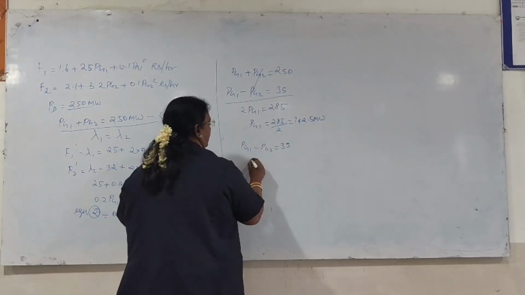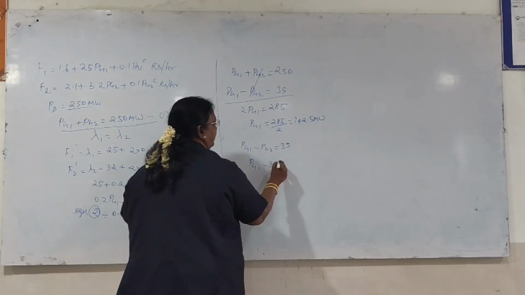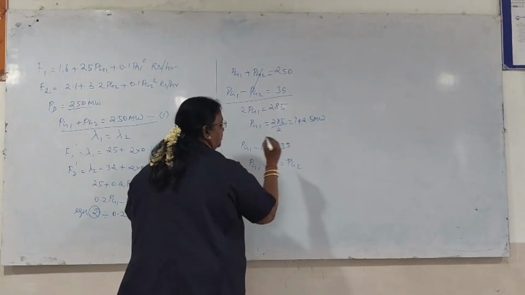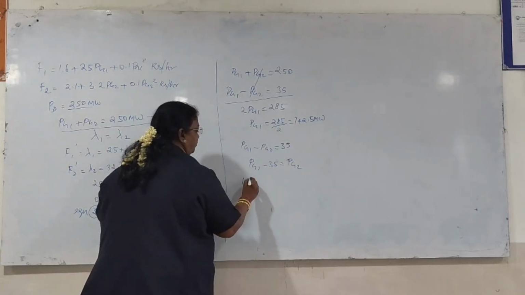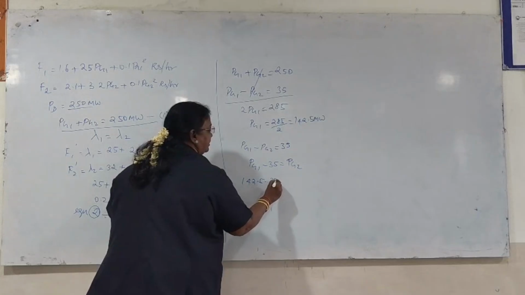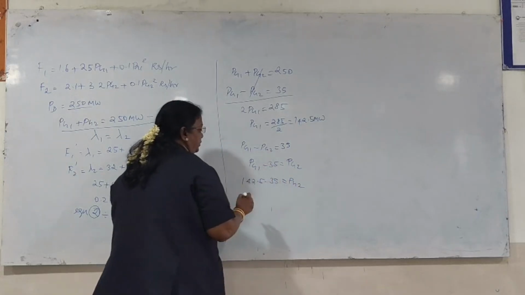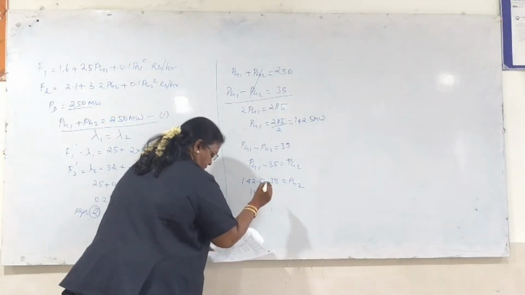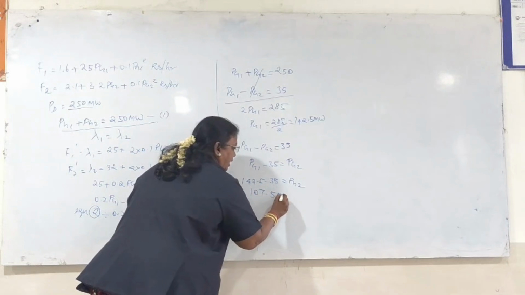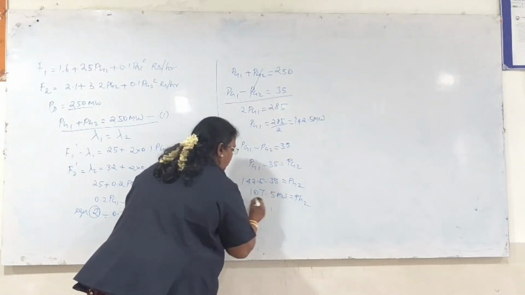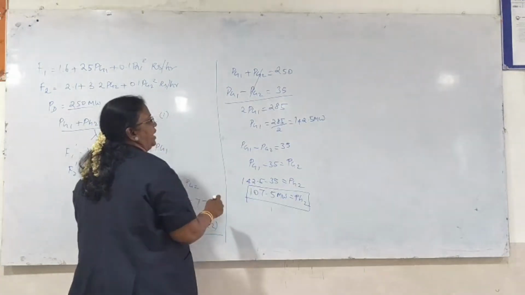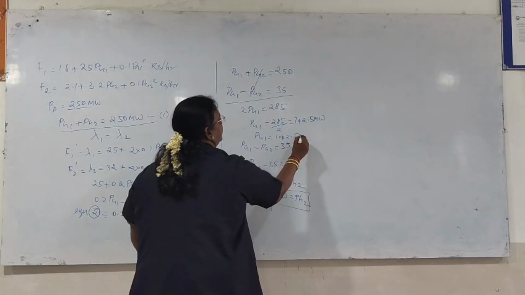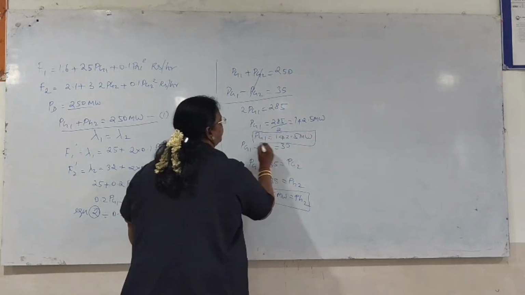So you bring this Pg2 to the other side. Pg1 is 142.5, so 142.5 minus 35 is Pg2. So 142.5 minus 35 is 107.5 megawatt. This is Pg2. In this way, you are able to find out what is Pg1 and Pg2.